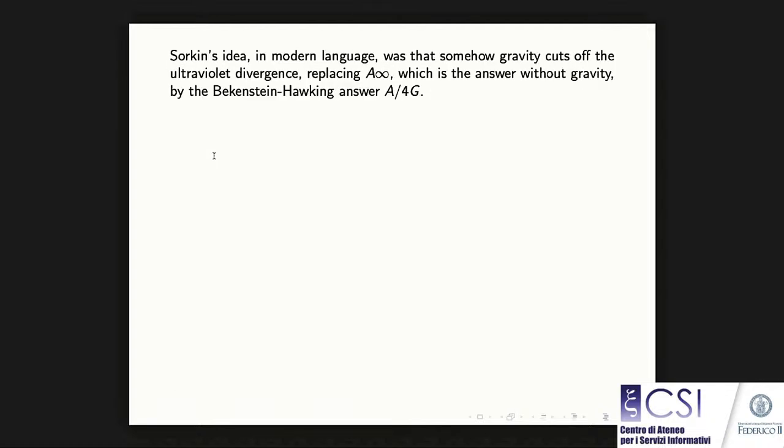Sorkin's idea in modern language was that somehow gravity cuts off the ultraviolet divergence, replacing A times infinity, which is the answer without gravity, by the Bekenstein-Hawking answer, A over 4G. Another way to say it is that Sorkin ignored gravity, so that was like having G equals 0. And A times infinity is the correct answer when G is 0, according to Bekenstein and Hawking.